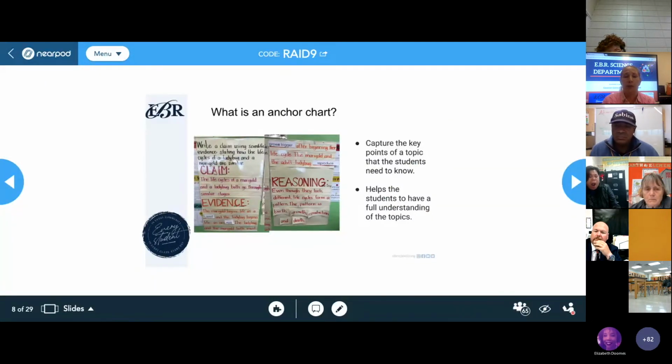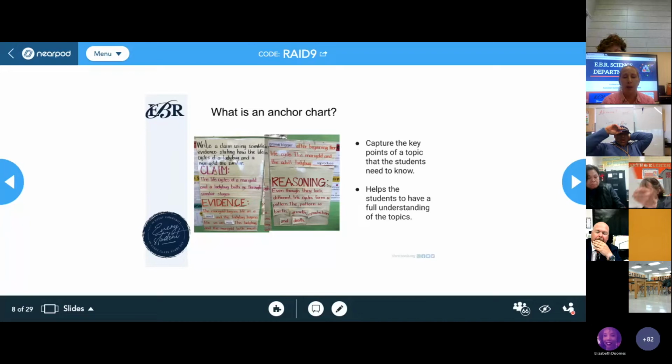What is an anchor chart? An anchor chart is kind of similar to what you see right here, but this is one based on a CER. These are great to have up in your classroom because not only are you showing an anchor chart, you're showing that you did a CER with your students, and the students can actually look back and refer to this when they're doing other CERs on their own.